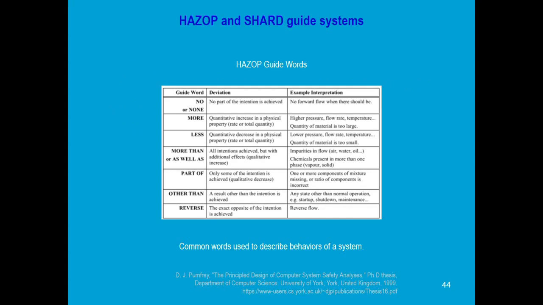Here's a figure of HAZOP guide words. Guide words are used to describe behaviors of a system. So for example, no means that no part of the intention is achieved. So for example, no forward flow when there should be.